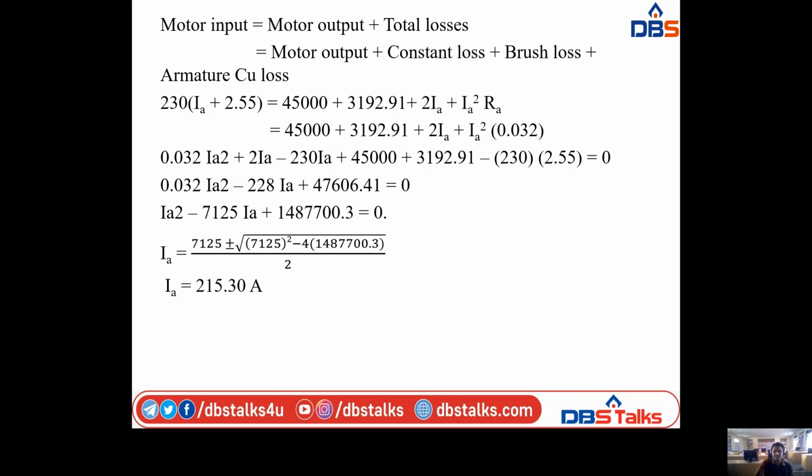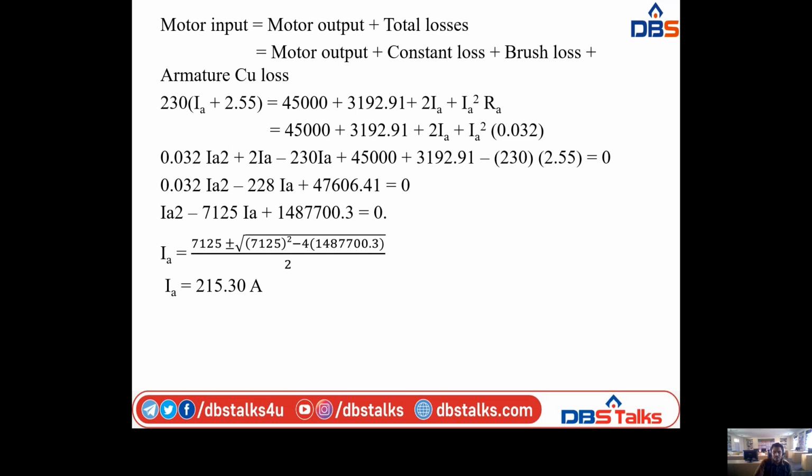By simplifying this equation we have 0.032 IA square minus 228 IA plus 47,606.41, and finally we have IA square minus 7125 IA plus 1487700.3, that is equal to 0. This is a quadratic equation.